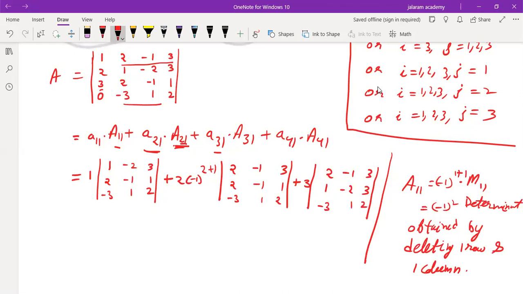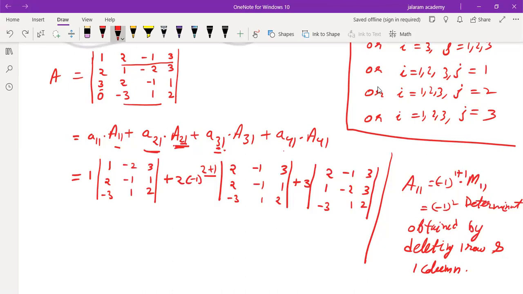Check once. A31 means we have to first multiply. This time I have not written minus 1 to the power 3 plus 1, as you must have understood that it will be positive only, as 3 plus 1 equals 4. We have to add the sum of these suffixes. So minus 1 to the power 4 is positive only, and then the determinant obtained by deleting third row, first column, that is 2 minus 1 3, 1 minus 2 3, minus 3 1 2.